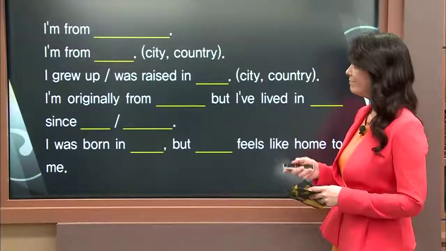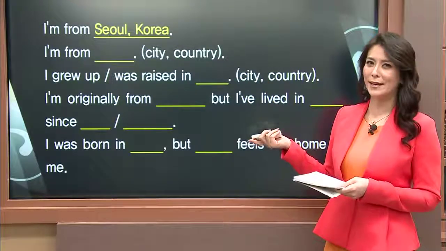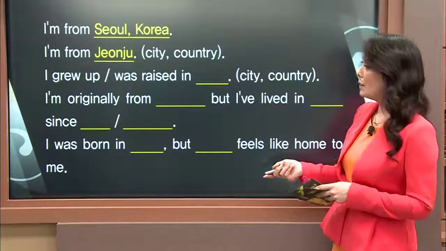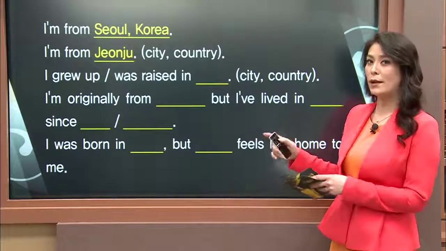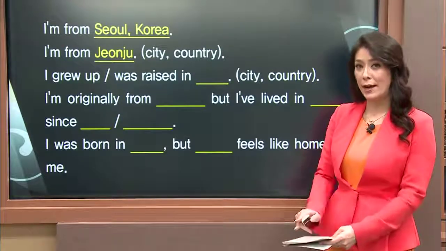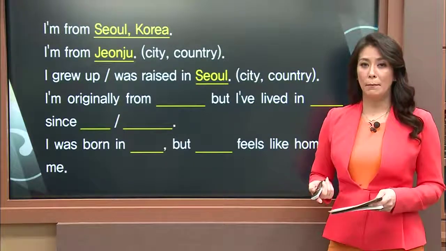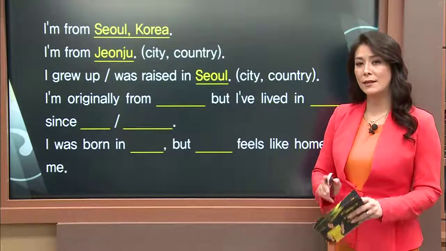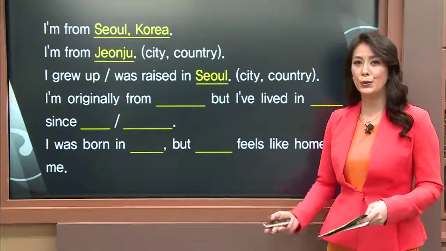All right, here we go. Now, the very simple ones, once again, I'm from so-and-so. I'm from Seoul, Korea. It's very easy. Moving on to this, I'm from Jeonju. What about this one? I grew up, or I was raised in a city or a country. Meaning, you were raised, you grew up as a child in that area. Let's say, for example, you were born in the US, but your family moved to Seoul when you were 2 years old, and you were raised in Seoul until you were 10 years old, or even perhaps until you were 20 years old. You grew up.